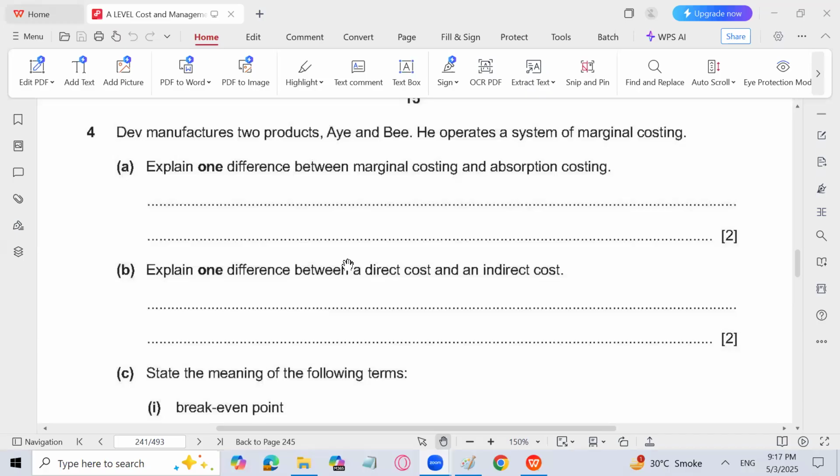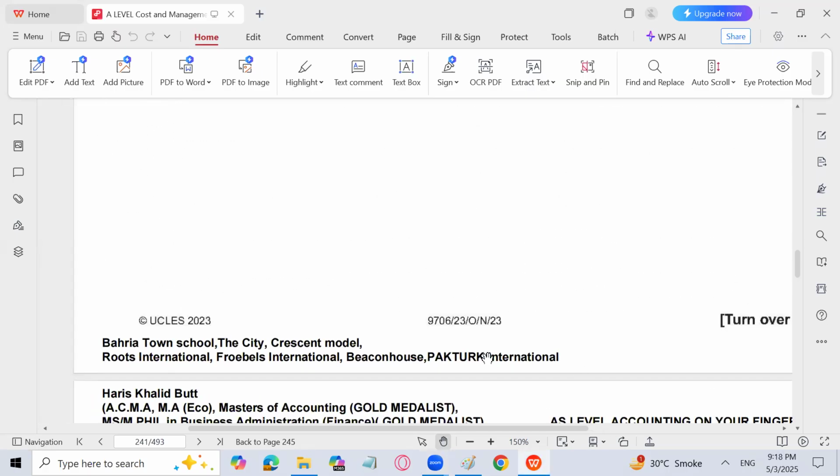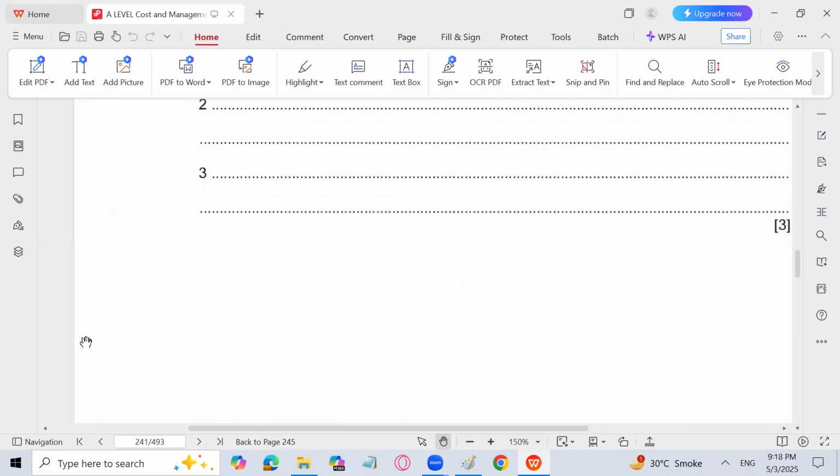So this is going to be the question from marginal costing, AS level accounting, marginal costing 9706. And this question has come in October, November 23. October, November is the year, and 23 is the variant. So let's do that.